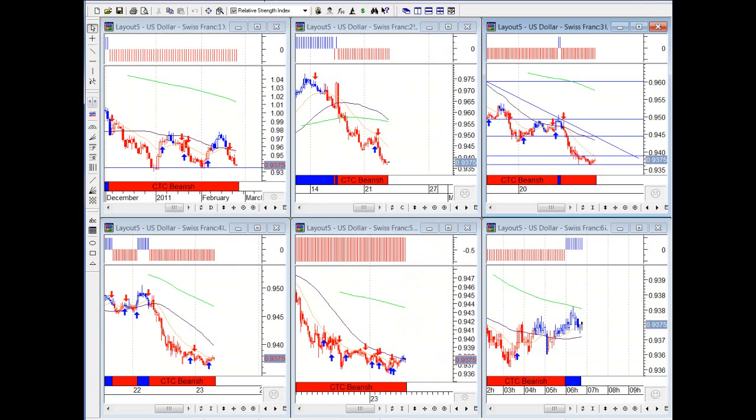Okay, that's it for the US dollar against Swiss franc. I'm going to be back next with the last pair of the day, the US dollar against Japanese yen.